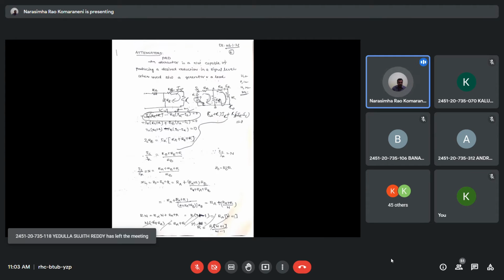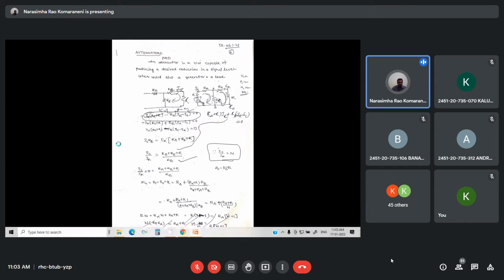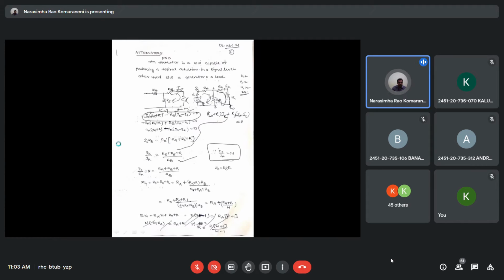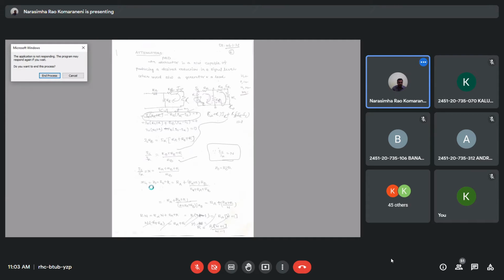Now, similarly, for a symmetrical network the characteristic impedance is denoted by Z0, equal to R0, equal to capital R. For this attenuator it is denoted by capital R, which is nothing but the input impedance. If you see it from the input side, RA on the source side is in series with the parallel combination of RA plus R and RB. Is it clear?